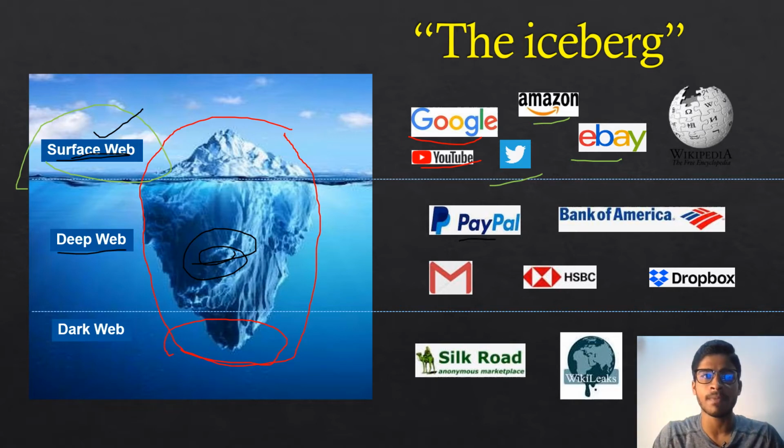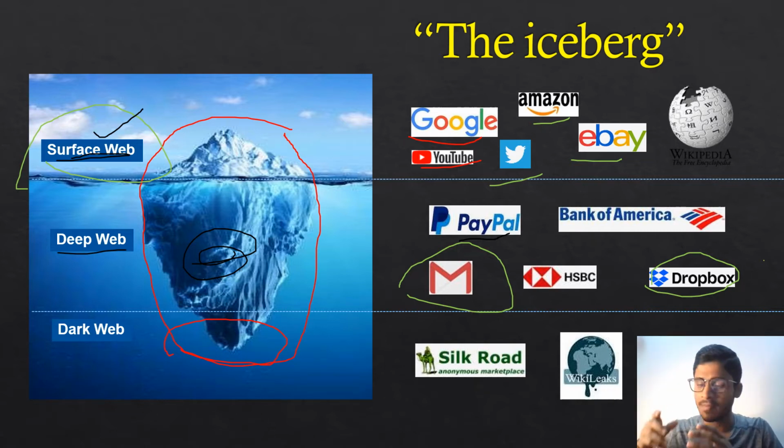Like we have shown here, PayPal comes in this middle part, and Gmail comes in this, and Dropbox comes in this. See, all these services, like cloud service or email service, have a username and password to enter into a particular account. So if you want to access your friend's account, you need his password. It's deep inside. To get into it, you need to put a password, then you'll go deep into it. It's not accessible by everyone. Your friend's Dropbox account is not accessible by you, your friend's Google Drive is not accessible by you unless you have the password. So that comes under the deep web.